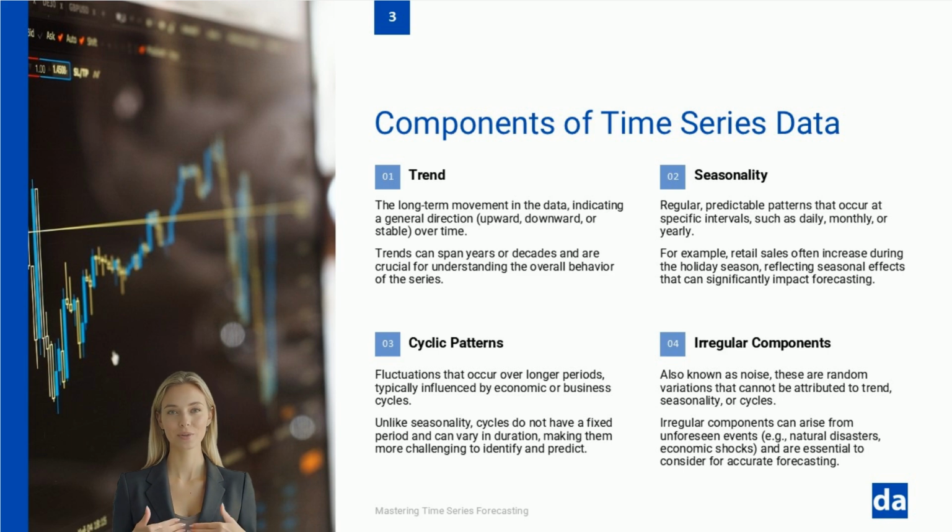Here, we will discuss the key components of time series data, which are essential for understanding and analyzing trends over time. First, we have the trend. This represents the long-term movement in the data, indicating whether it is generally increasing, decreasing, or remaining stable over time. Trends can span several years or even decades, and recognizing them is crucial for grasping the overall behavior of the data series.